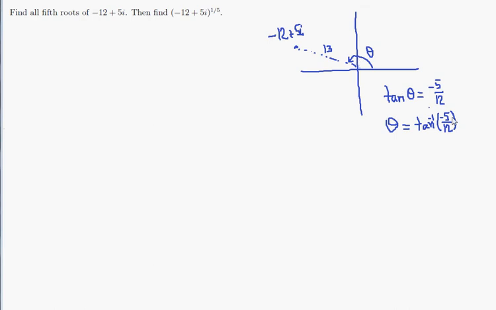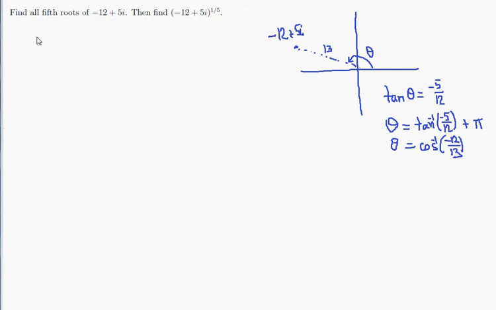And so I need to add something. I need to add pi in order to get an angle that is in the correct quadrant, in the second quadrant. And I'll let you think about this, but using trigonometry we can show that the angle theta is also equal to the arc cosine of negative 12/13. And that requires no adjustment because arc cosine takes values between 0 and pi.